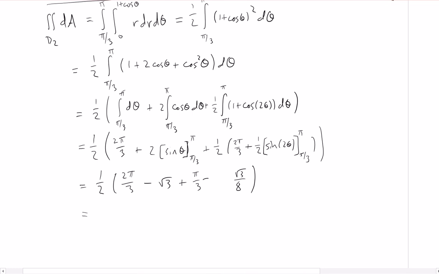And now finally let's just multiply everything out. So we have pi over 3 minus square root of 3 over 2 plus pi over 6 minus square root of 3 over 16. And we can combine some stuff together. Pi over 3 plus pi over 6 is pi over 2. And if we add the square root of 3 terms, that's minus 9/16 times square root of 3.